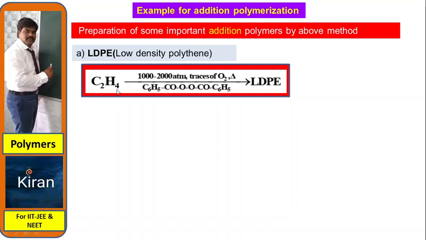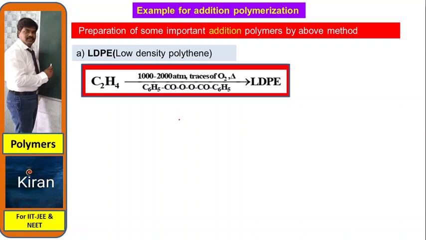C2H4 is ethylene. So many molecules of ethylene combine together at a pressure of 1000 to 2000 atmospheres, with a trace quantity, a little supply of oxygen, and heating in the presence of an organic peroxide. It will give LDPE, low density polyethylene. Low density means the density should be less.